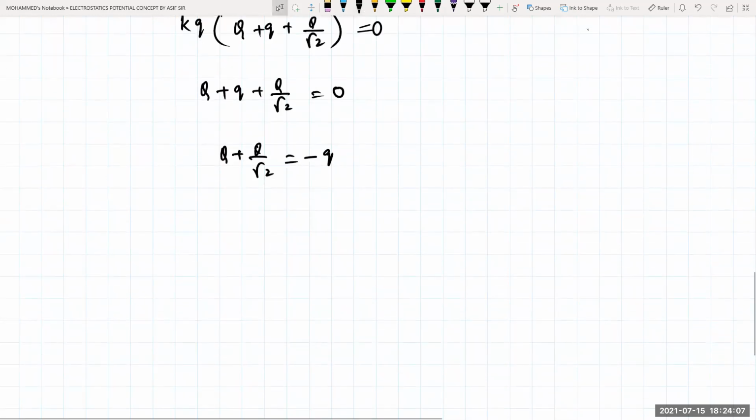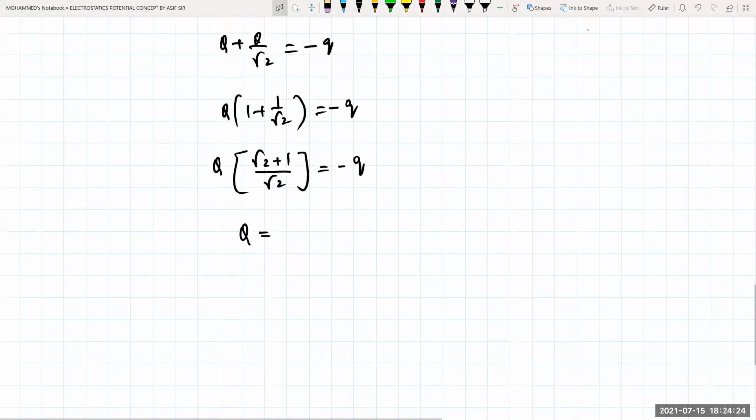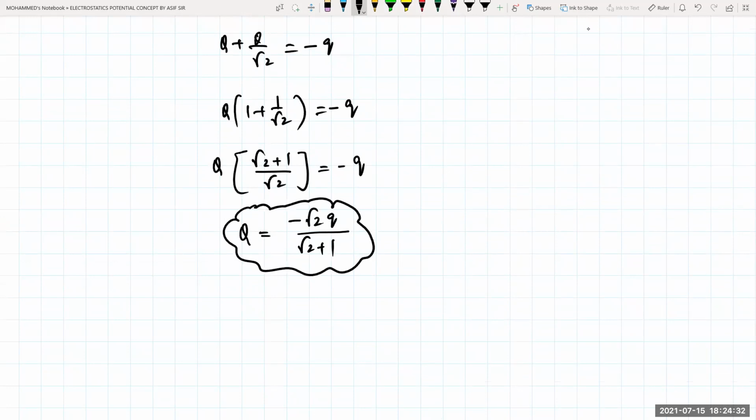So in this one I can take q common. It is q into 1 plus 1 by root 2 equals minus q. Just take the LCM: this will become root 2 plus 1 divided by root 2 equals minus q. That means capital Q will be equal to minus 2 root 2 into q divided by root 2 plus 1. So this will be your capital Q value. Clear? Got it, sir. That is the way we do the relations for that part.